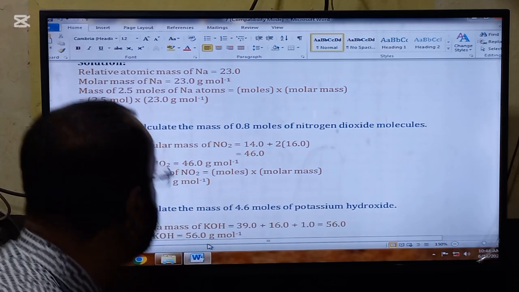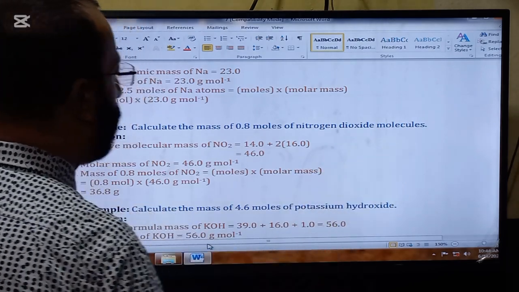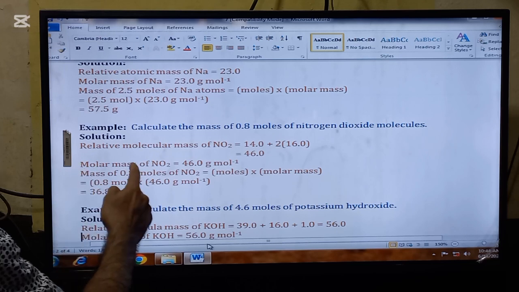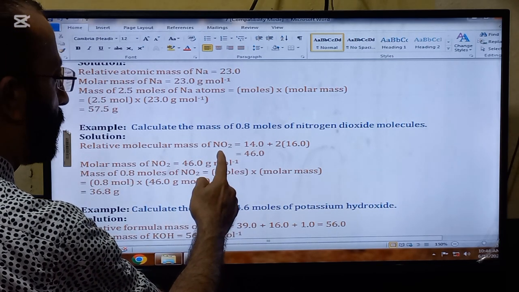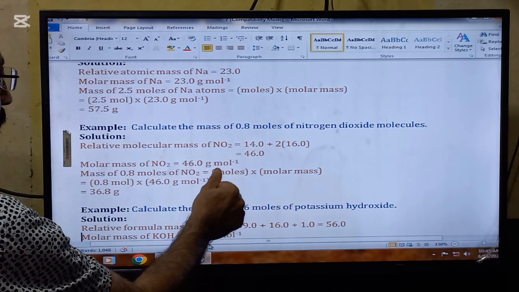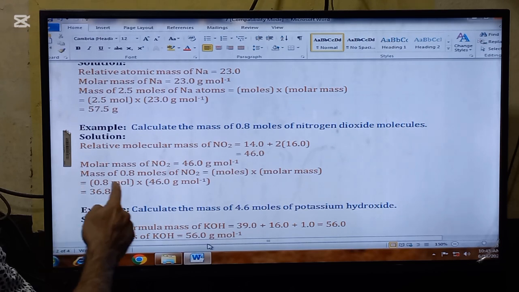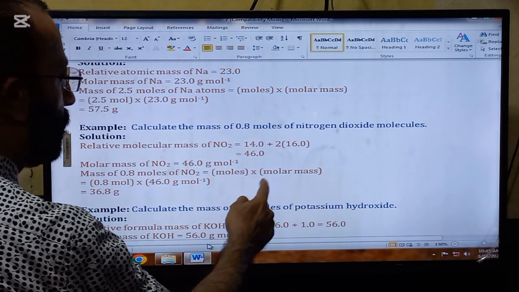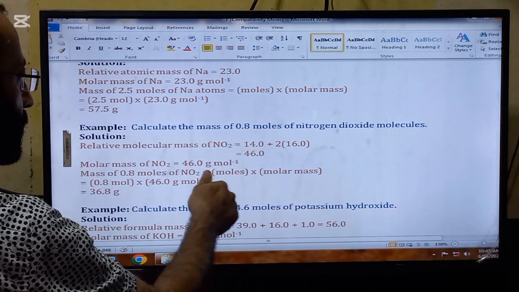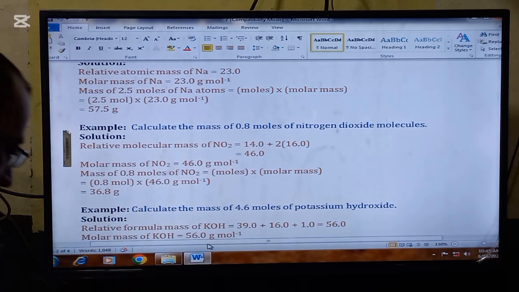And another question. Calculate the mass of 0.8 moles of the nitrogen dioxide molecule. First, we will find the molar mass. So first, relative molecular mass. Nitrogen is 14, oxygen is 16, so 16 into 2 plus 14, that will make 46. So 46 grams per mole is the molar mass of nitrogen dioxide. Now the formula will be put, mass of NO2 is equal to moles multiplied by molar mass. Moles are given, 0.8, and molar mass we have found is 46 grams per mole. So multiply on the calculator, that will be the answer in grams.